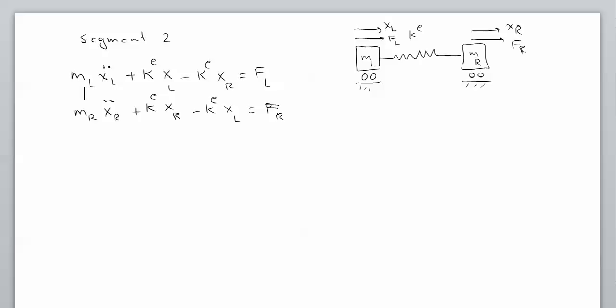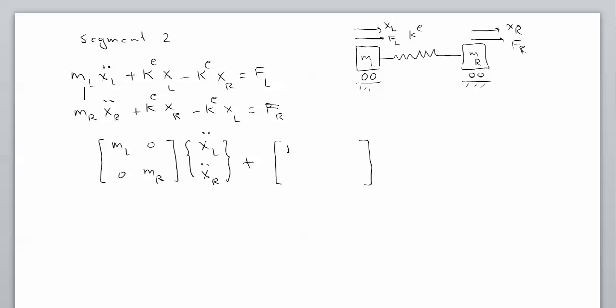I wanted to write this in a slightly more compact form, so here's the way I'm going to do it. A 2 by 2 matrix, ML, 0, 0, MR, times the acceleration vector, XL double dot, XR double dot, plus a 2 by 2 matrix, which looks like this, KE, minus KE, minus KE, KE, times the displacement vector XL, XR, equal to FL, FR.